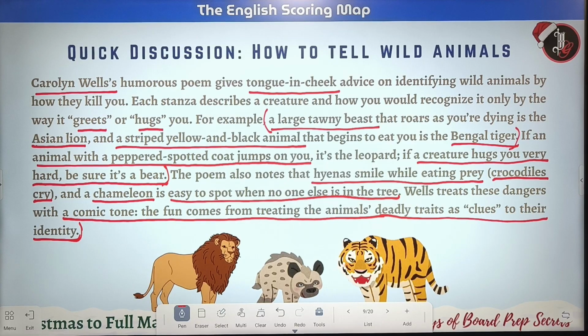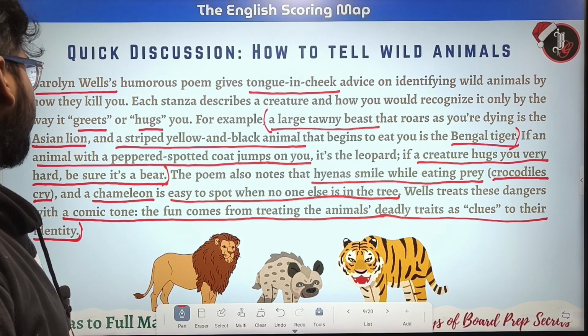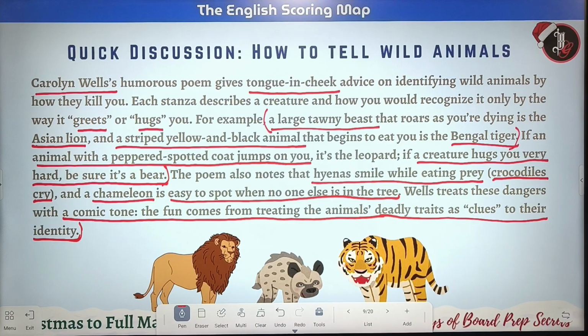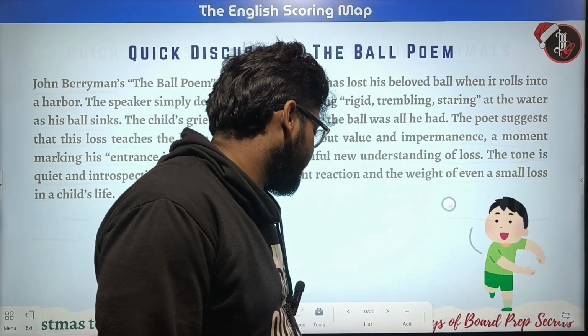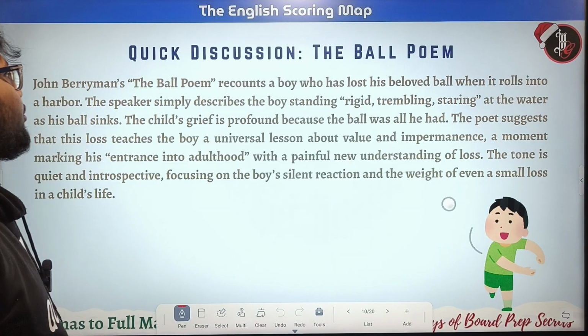So this is the whole thing: how to tell wild animals, or how to know wild animals, whatever it is. Take a screenshot of this. It will be very helpful for you in your boards. I hope we are done. Now moving back to the next slide. So, the ballpoint.